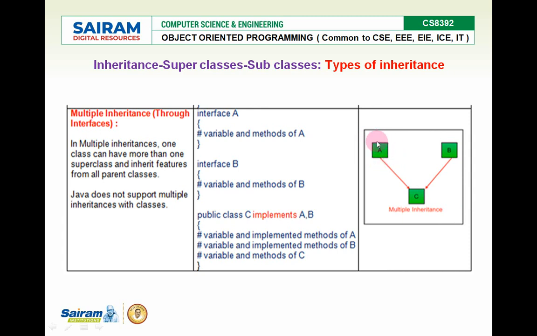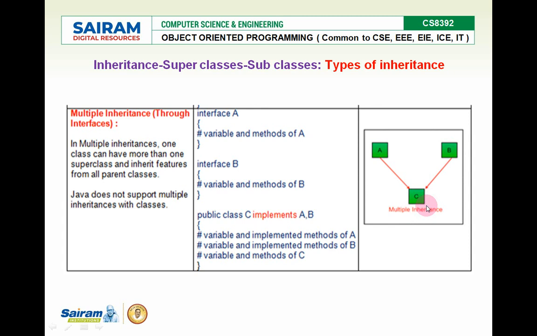So we have more than one base class here. A and B are the two base classes, and class C is inherited from these two classes. So all the methods and variables of class A and all the methods and variables of class B will be available in class C.